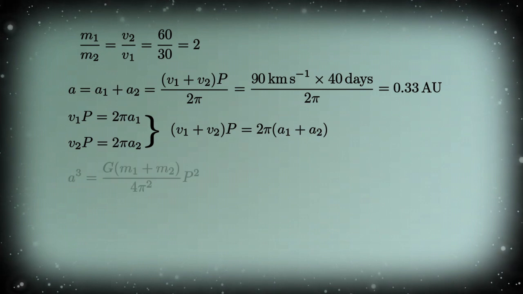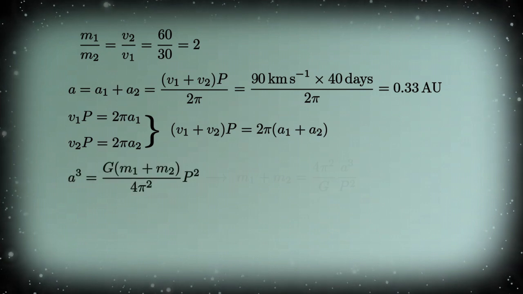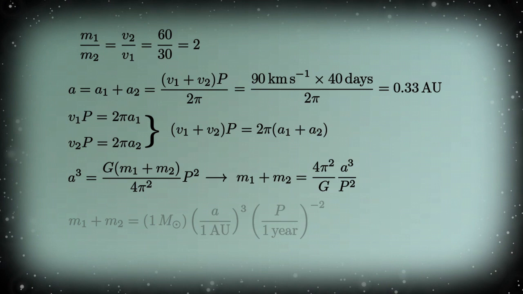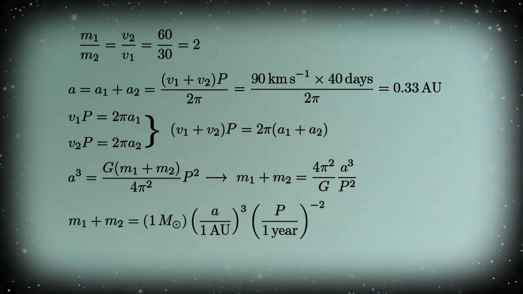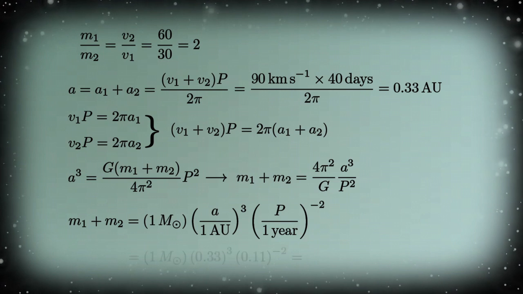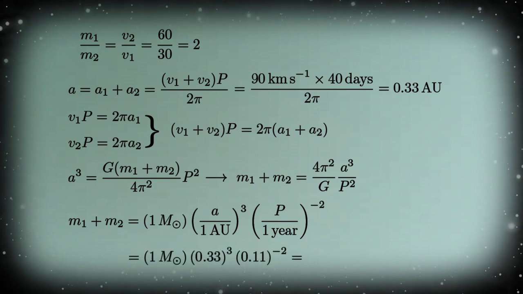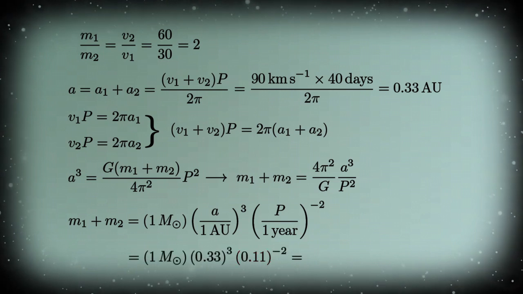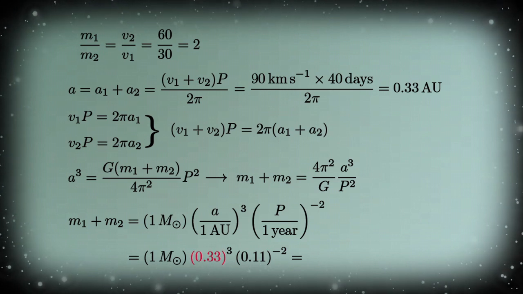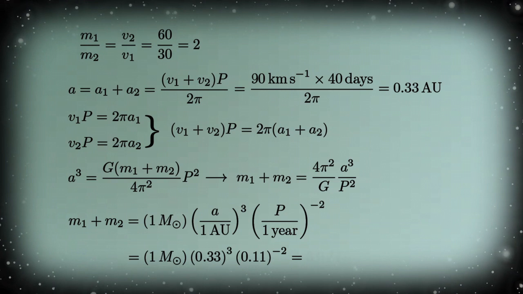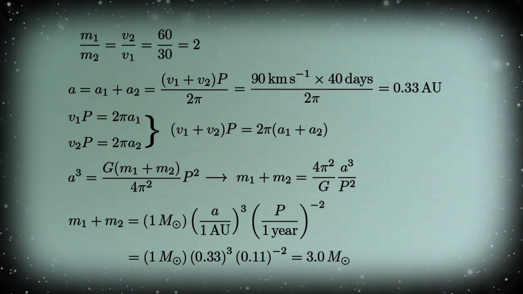Now's the time to use Kepler's third law. We solve for m, and we write it as a scaling relation, just as we did when we found the mass of Sagittarius A star. For P, we insert 40 days, which is 0.11 years, and for A, we insert a third of an AU. That gives a total mass of 3 solar masses.